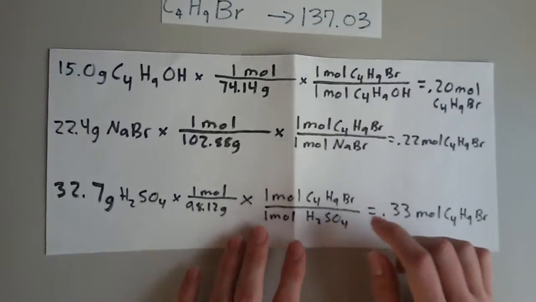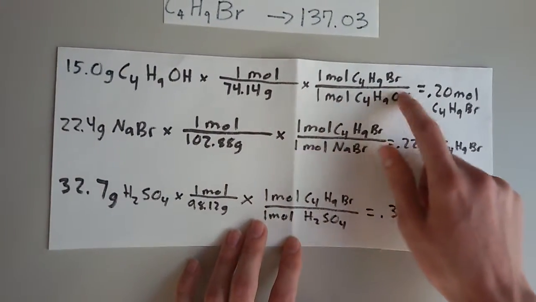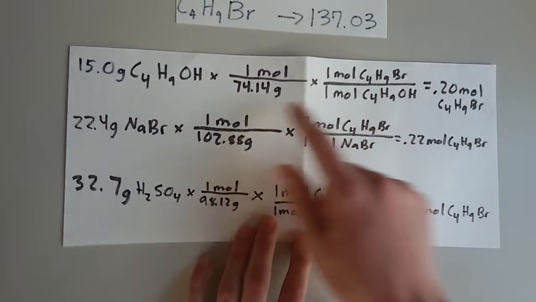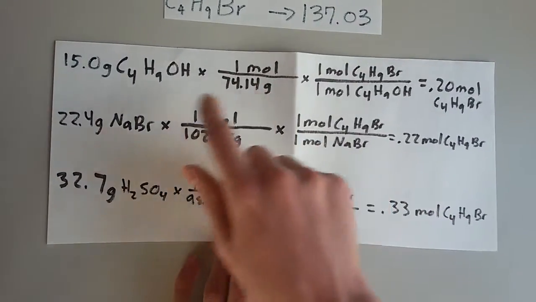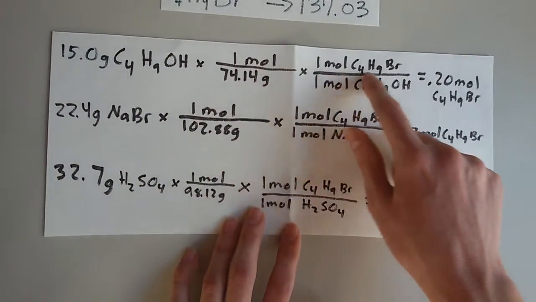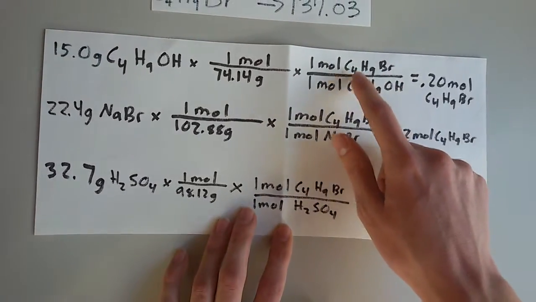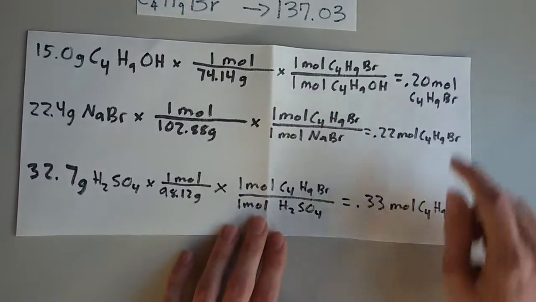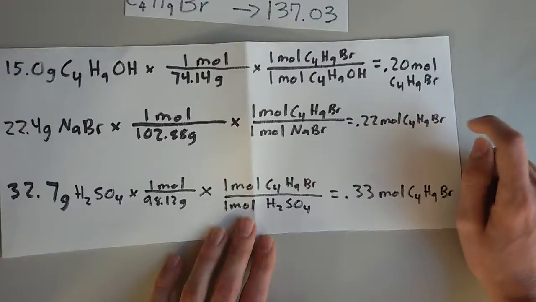Then, because our mole ratio is 1 to 1, we're going to multiply by our mole ratio, and that'll cancel out the C4H9OH. So that's canceled out, and our grams are canceled out. So now we have 1 mole C4H9Br. So the moles stay, and the C4H9Br stays. And that'll give us 0.20 moles of C4H9Br.